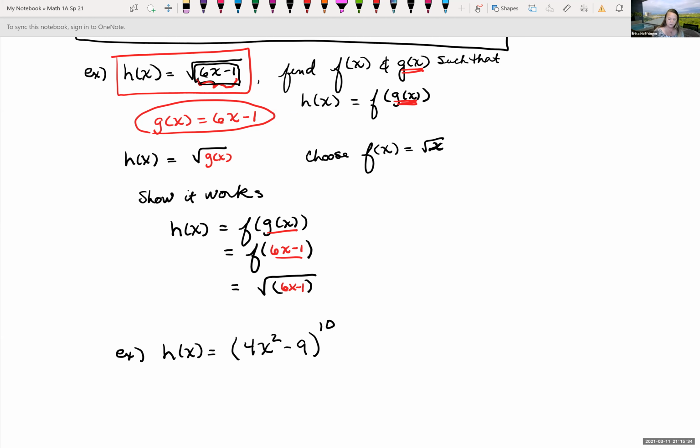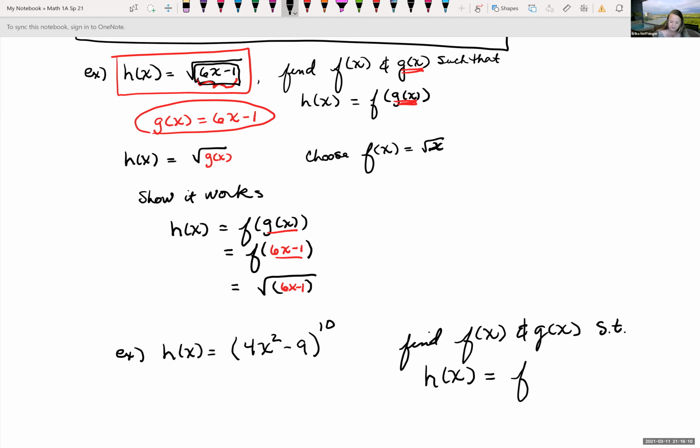So if we can rewrite this as a composition of two functions, then we can use the chain rule, which I haven't defined yet how to do. So in a minute we will. So again, we want to find f of x and g of x such that, as you'll often see in mathematics, s.t., such that our composition of the two functions equals our original function. So h of x is equal to the composition f of g of x.